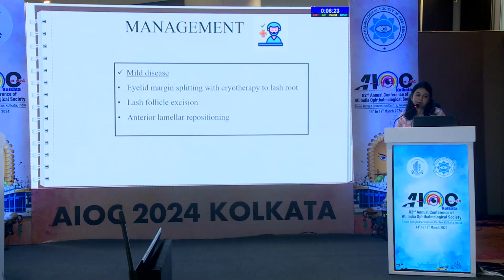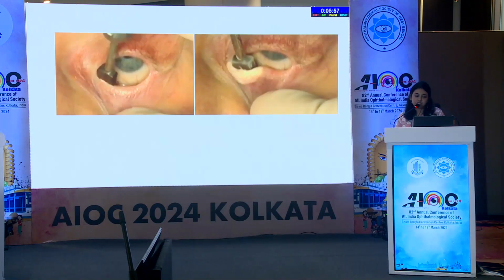So a brief overview depending upon the severity of the entropion. One is mild disease. Sometimes the disease can be so mild that it can be just a few aberrant lashes which rub over the corneal surface. It may not be a completely full-blown entropion which causes inturning of the margin. In such a case, as Dr. Shalu ma'am already described, we can just do cryotherapy to the lash root. Sometimes we can just do a lash follicle excision after gray line split. Another procedure that can be done is anterior lamellar repositioning. This is the picture which shows the cryotherapy.